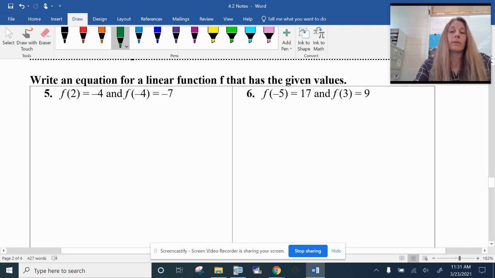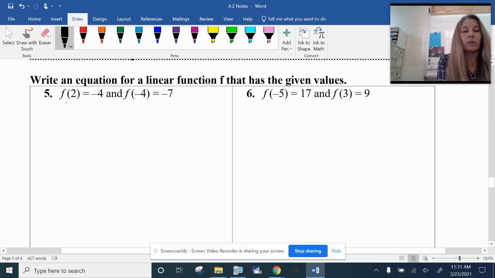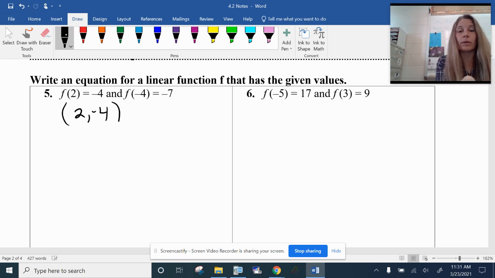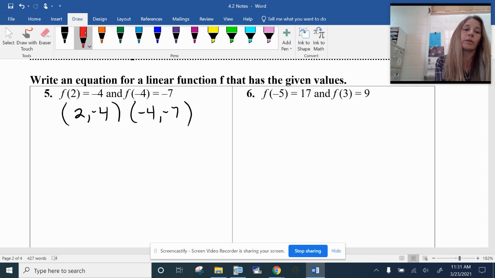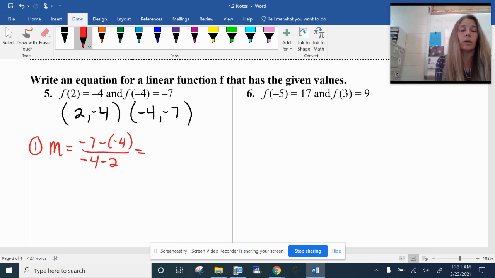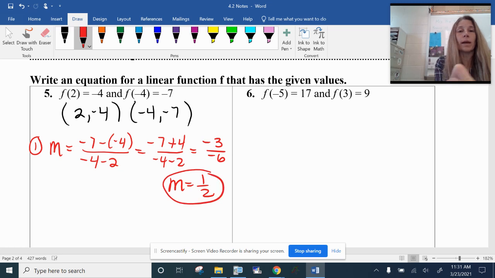So doing these two examples then, first thing I like to do, just to make it look a little more familiar, is to get the numbers out of that function notation and just rewrite them as an ordered pair so that they look a little more familiar to me. Now I'm going to find my slope, y2 minus my y1 over x2 minus x1. This is really -7 plus 4. So this is going to give me a -3 over a -6, which is going to simplify to +1/2.